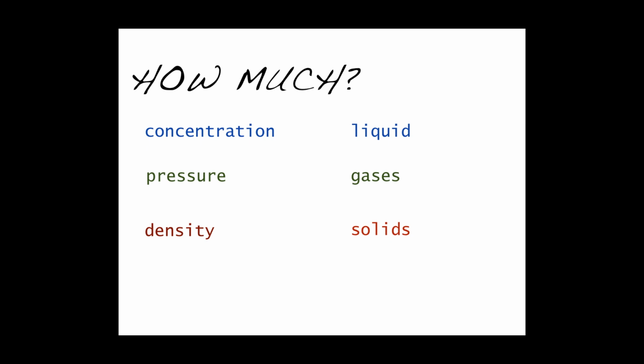So in biological systems, we're going to be talking both about the concentration of molecules in a liquid. So for example, in your blood, what's the concentration of glucose? That would be important to know. In biological systems, we can also talk about the pressure of certain gases. So if we're talking about oxygen in the air, we might talk about the pressure of oxygen. How much oxygen is there in the air?